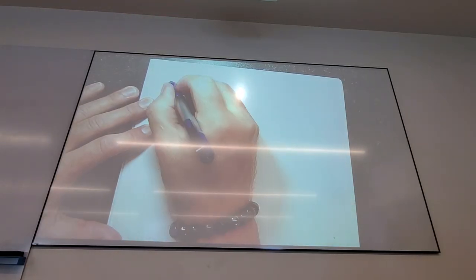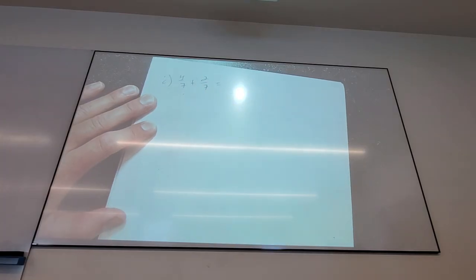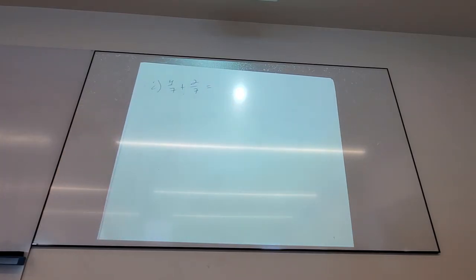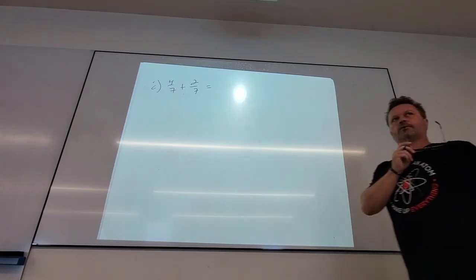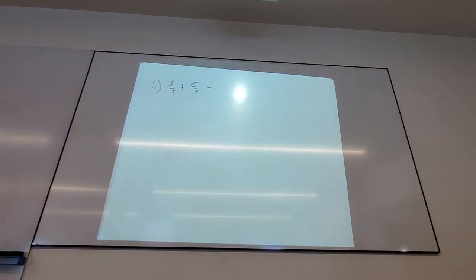You can do it, Jeff. 4 sevenths plus 2 sevenths. Wow, that is strong. Okay. Right? 4 sevenths plus 2 sevenths is 6 sevenths. The same way that 4x plus 2x is 6x. It's exactly the same idea. 4 somethings plus 2 somethings is 6 somethings.